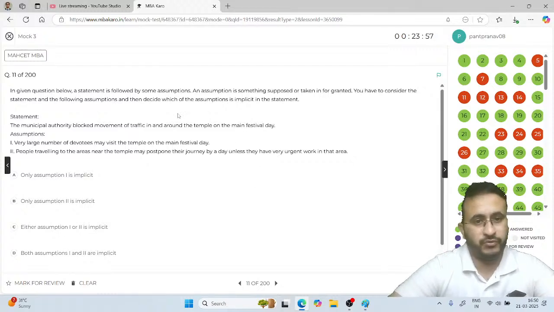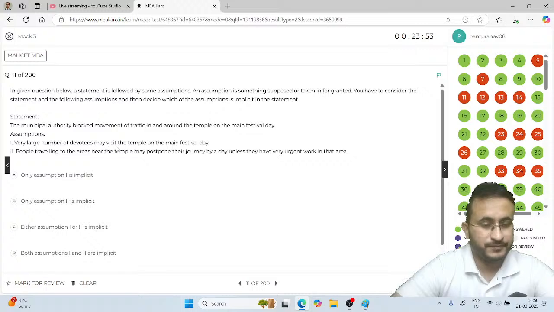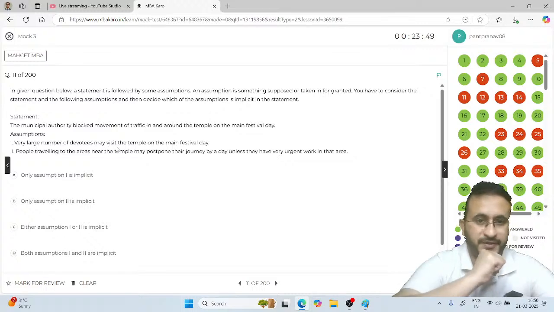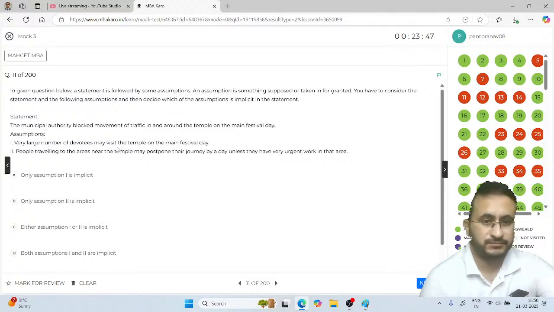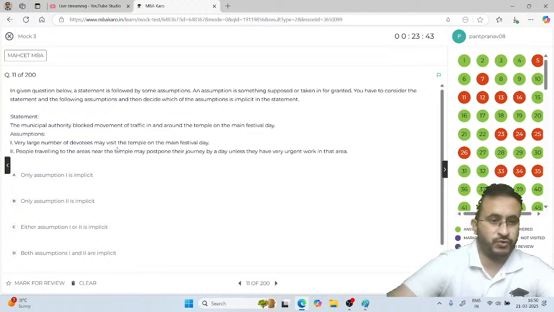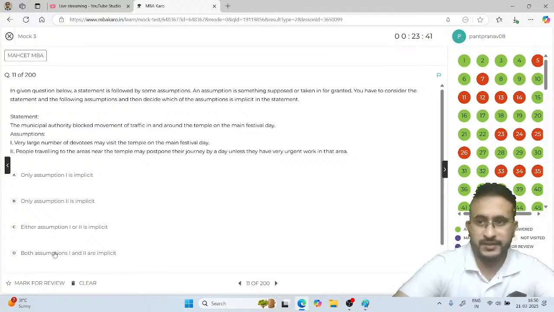Municipal authority block movement of traffic. So one is true because a lot of people may visit the temple. So both look implicit.